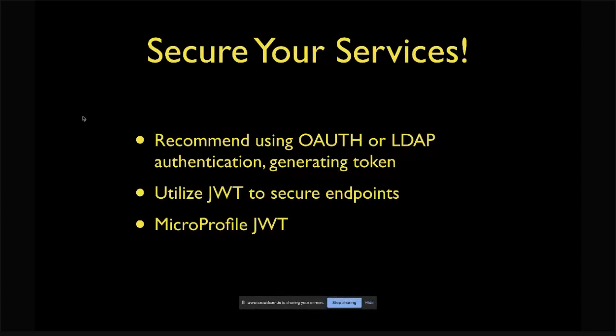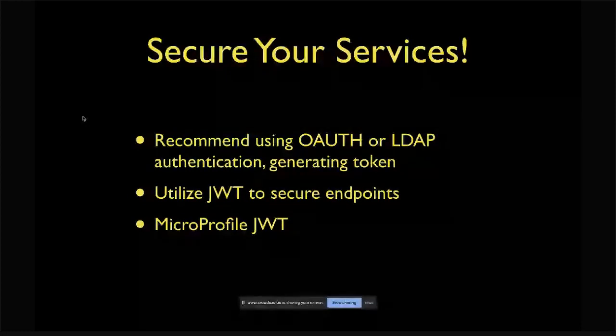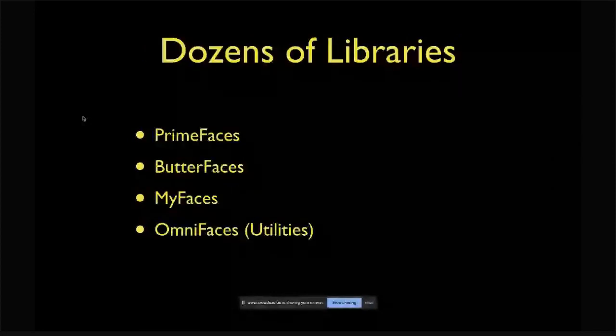Most of the applications I've written utilize a homegrown JSON web token implementation. And the reason is because I wrote a lot of this stuff before JWT was around. I really would recommend looking at MicroProfile JSON web tokens if you wanted to secure your RESTful endpoints with something. It's really straight out of the box. As long as you're using OAuth or something similar, it allows you to easily secure your web services. And like I said, there's dozens of libraries out there all ready to go.